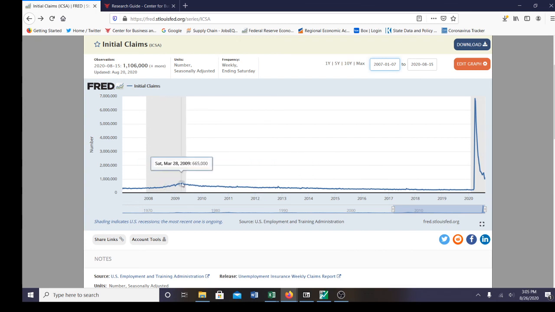So, if we really want to see what's happening in terms of initial claims right now, we can go back to then. At the peak of the worst month in the Great Recession, that was March of 2009, right? We were well below where we were last month and where we were last week and where we're going to be Thursday this week when the new numbers are released.